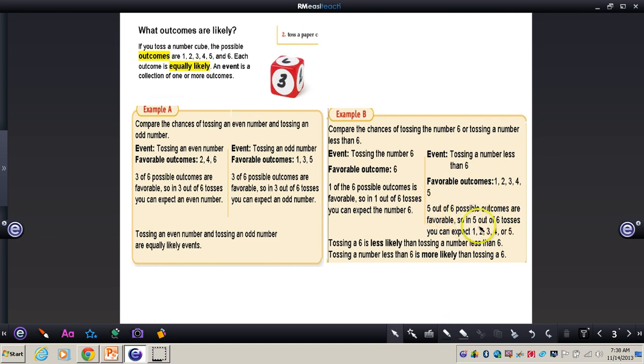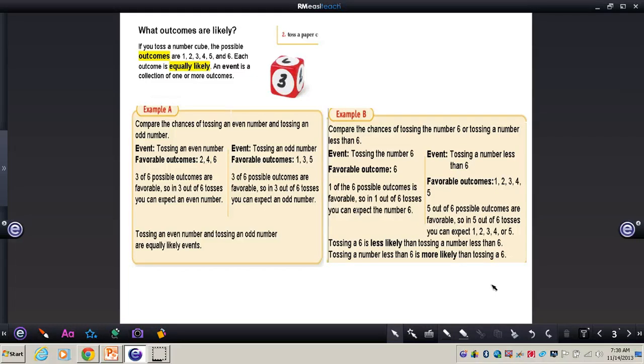So in 5 out of 6 tosses, you can expect a 1, 2, 3, 4, or 5. Now gathering all this information is important, and then we want to think about, is it likely, equally likely, and so on. So tossing a 6 is less likely than tossing a number less than 6. Pretty much common sense here because we have the number 6. There's only one 6. However, there's 5 other digits on the number cube that are less than 6. So tossing a 6 is less likely.